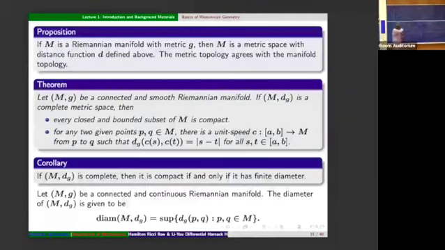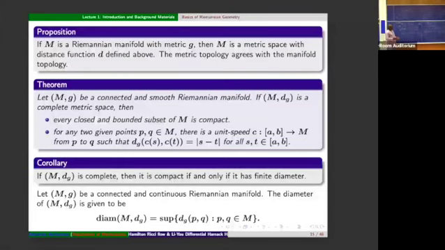And we have some important theorems here. If M is a Riemannian manifold with metric g, then M is a metric space with the distance function we've just explained, and we can prove that proposition. Then there's another important theorem.